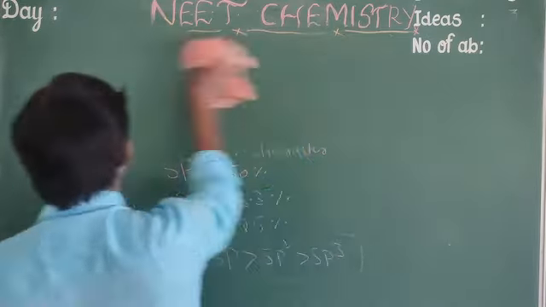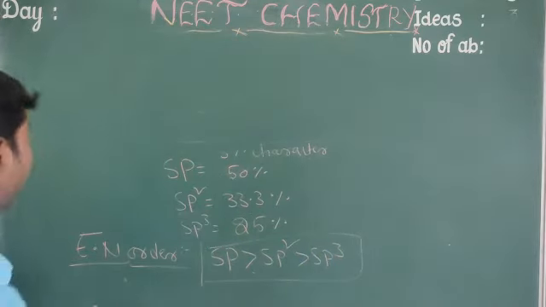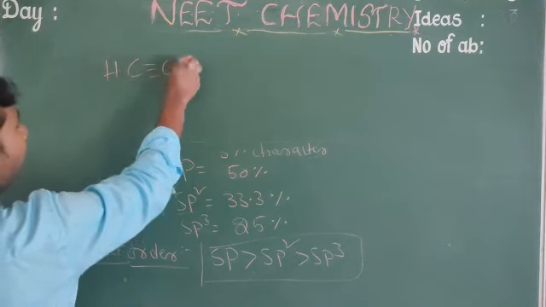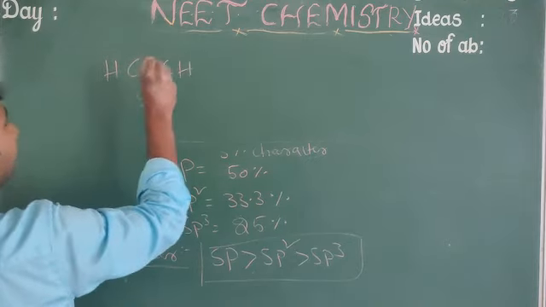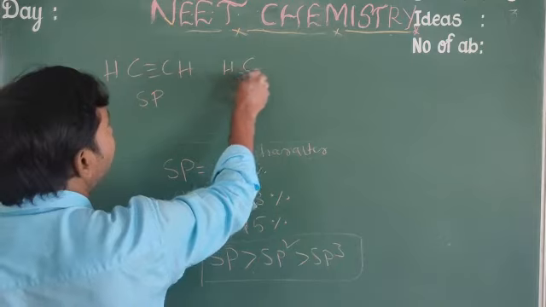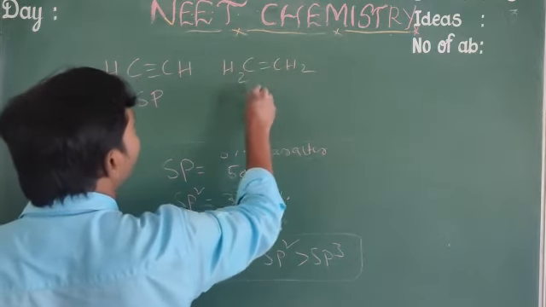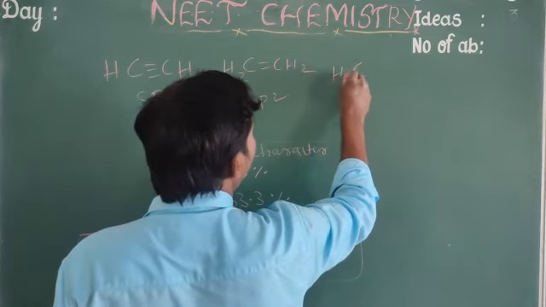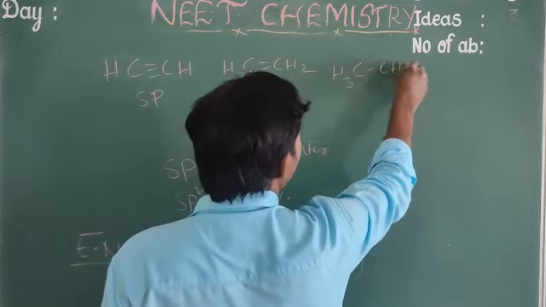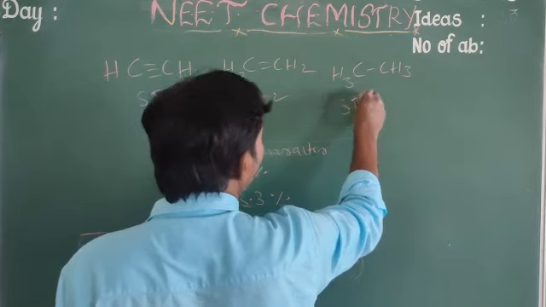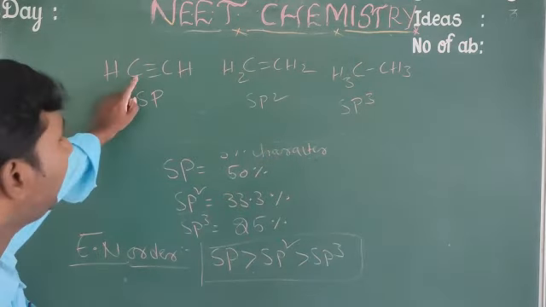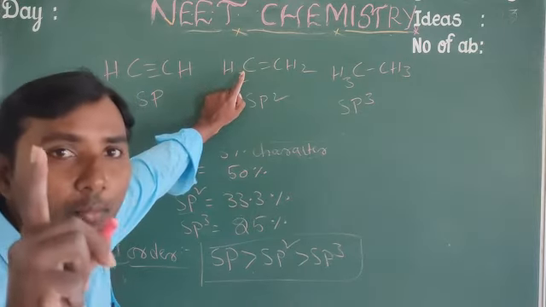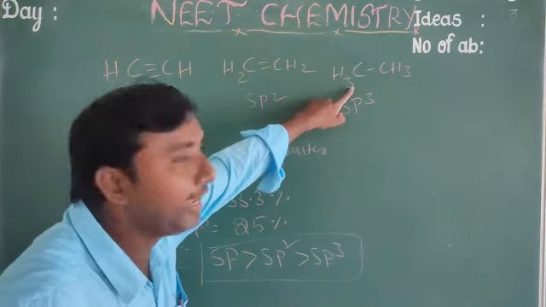For example, acetylene: CH triple bond CH, sp. Ethylene: CH2 double bond CH2, sp2. Next, methane or ethane, sp3. So acetylene is more electronegative than ethylene. Ethylene is more electronegative than ethane.